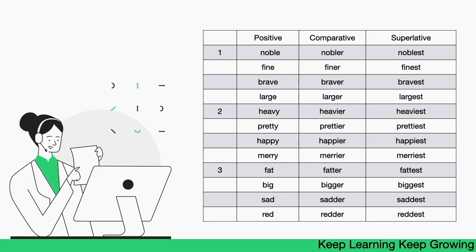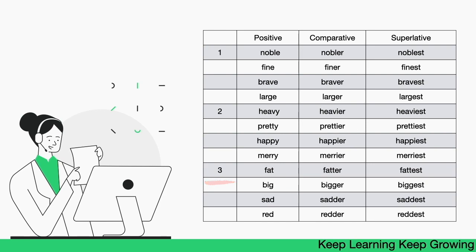larger, largest, heavy, heavier, heaviest, pretty, prettier, prettiest, happy, happier, happiest, merry, merrier, merriest, fat, fatter, fattest, big, bigger, biggest, sad, sadder, saddest, red, redder, reddest. See, I have given three numbers. First one is number 1, number 2, and the last one is number 3.